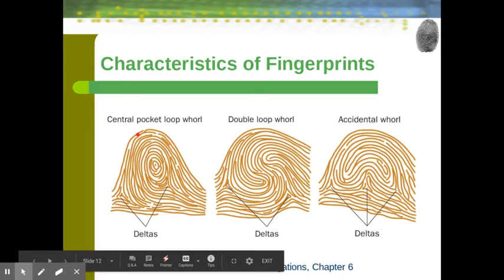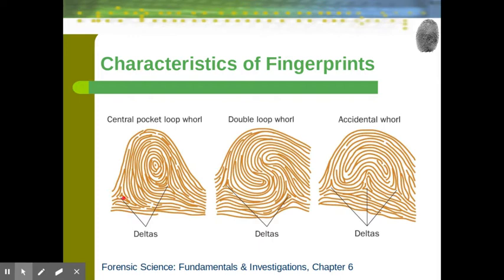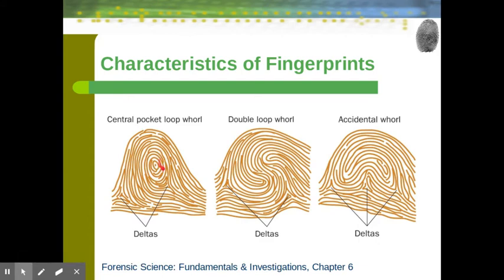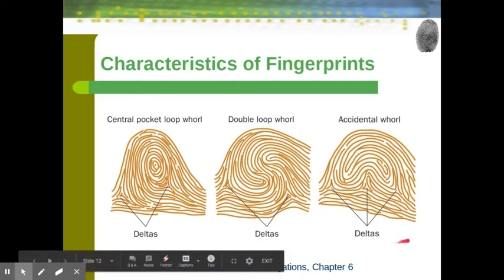So here we'll see, this is a central pocket loop whorl. And you can see there's two deltas in here. There's a delta right here and a delta right there. And you have sort of this central whorl going on here. Then this is a double loop whorl. So it kind of looks like you have two loops where it comes in and goes out on this side and kind of coming in, going out over here. And it's sort of making a whorl. You have two deltas in there as well. And then this is called an accidental whorl. So it's kind of a whorl, but not really round like this one. And look at the three deltas going on there.